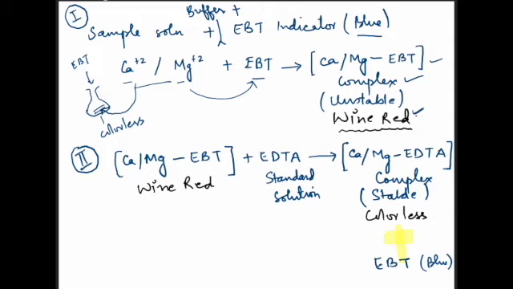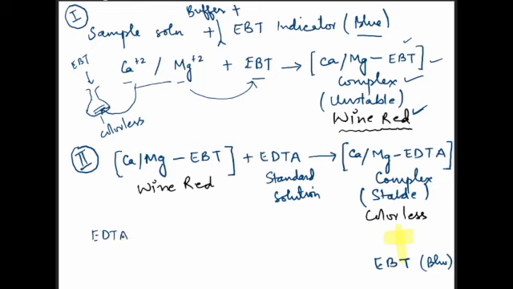Why does the color of the solution change? Because EBT is no more in the EBT state. It is now in the state of a complex, which is metal EBT complex, which is actually unstable in nature. So this is the wine red color that we get. Now what do I do? If you remember, while performing the experiment, after adding the indicator, you then turn the knob of the burette to add the standard solution. What is the standard solution which is taken in this particular experiment? It is disodium salt of EDTA. So this is the standard solution.